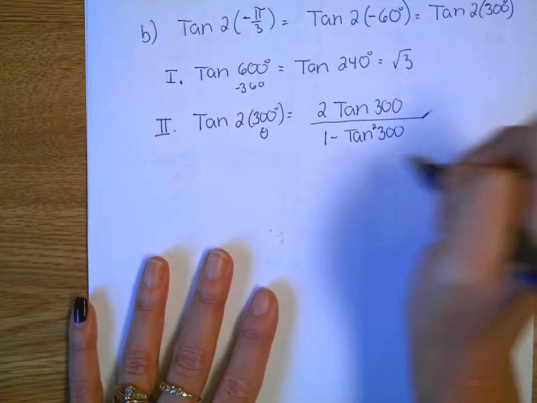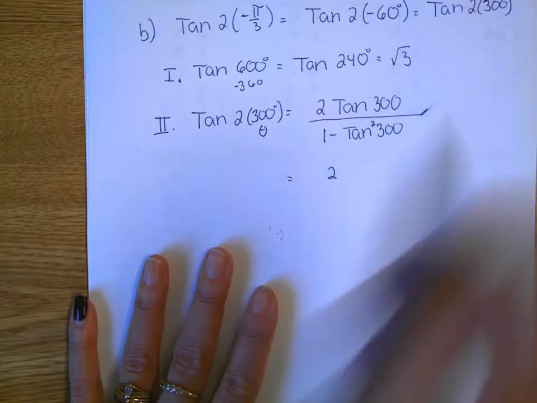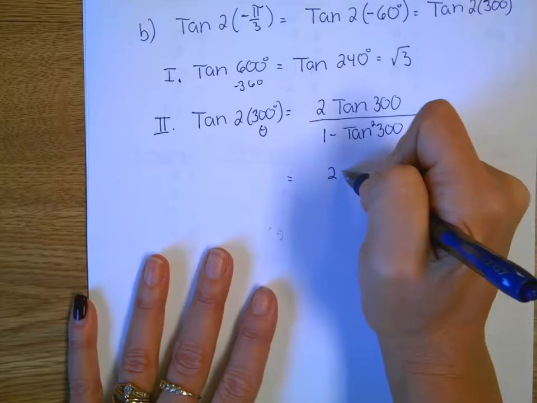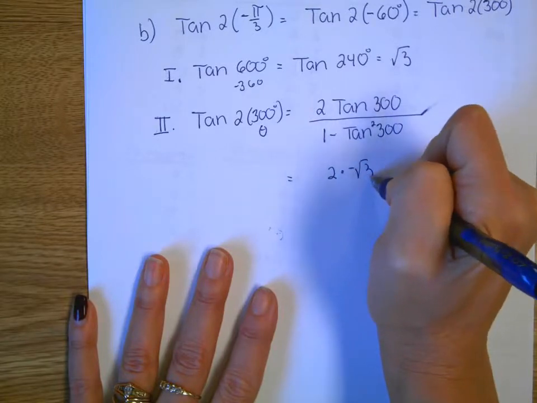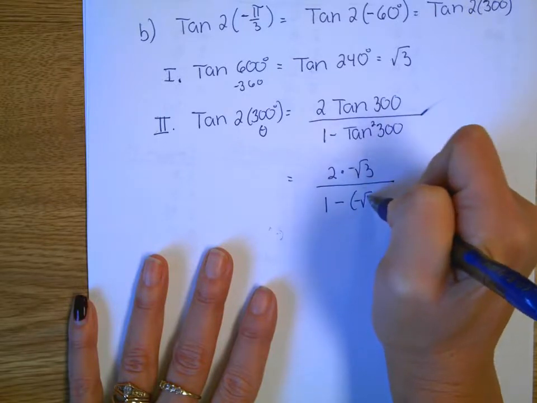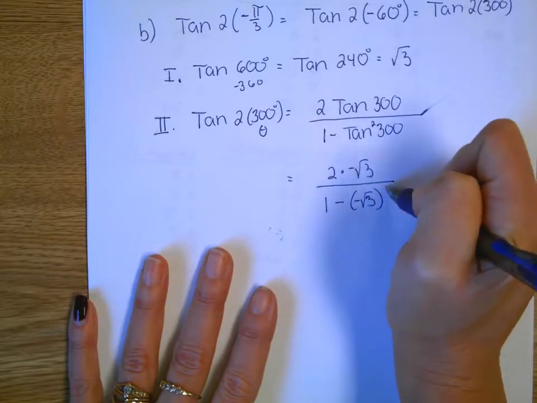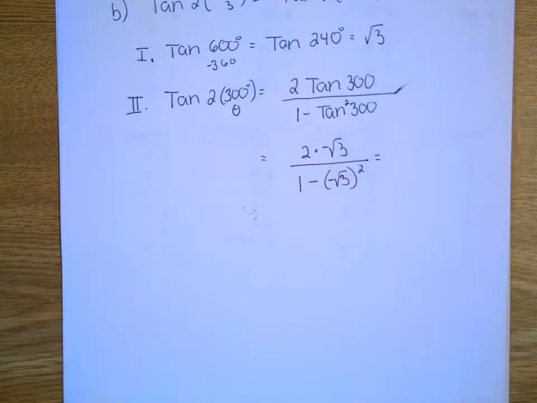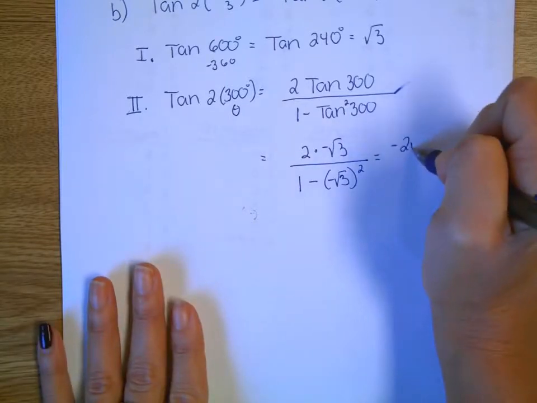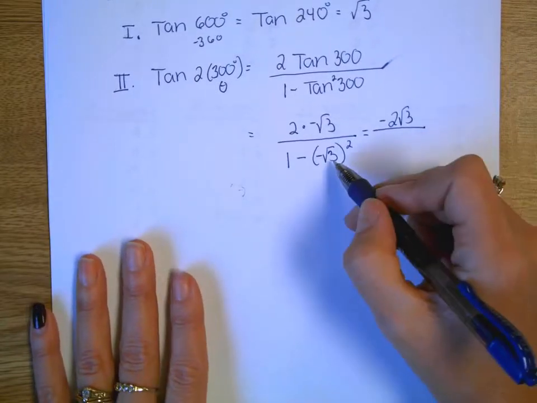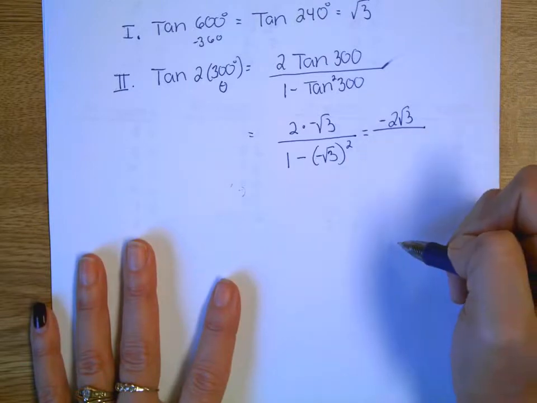All right, what's the tangent of 300? Negative square root of 3, over 1 minus a negative square root of 3 squared. Okay, so I get negative 2 square root of 3 over, oh, this one's going to be ugly. Oh no, it's not going to be ugly.